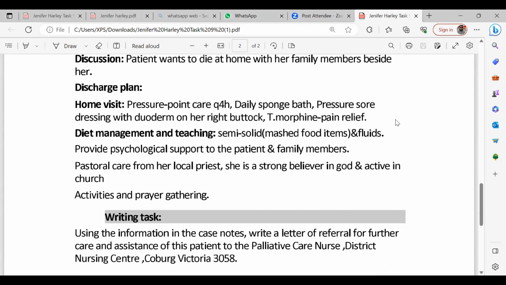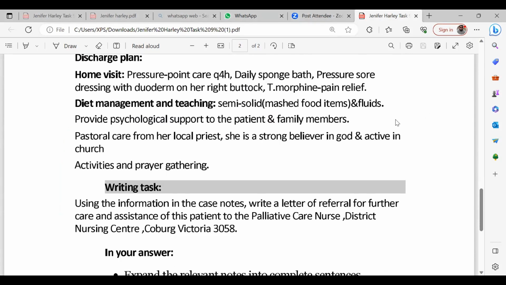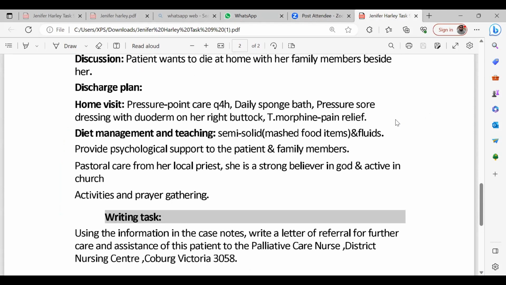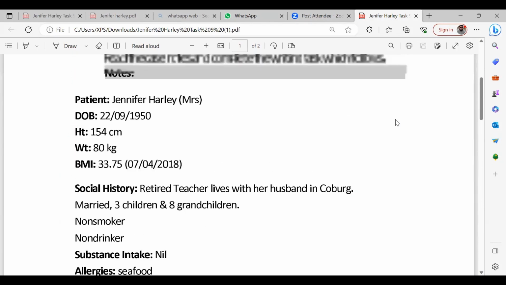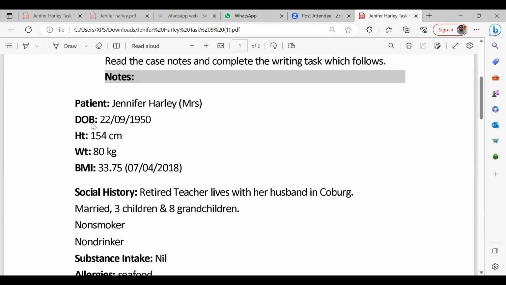First of all, whatever type of case notes you read, you just go to the bottommost part, read the writing task carefully, then write something above the case note. If there's a discharge plan, read it carefully so that you have an idea about that. Then start reading from top to bottom. We can see date of birth, height, weight, and BMI. These are important points, right? And BMI should be written as it is. And this date, assume today's date to be this one, as we can see.